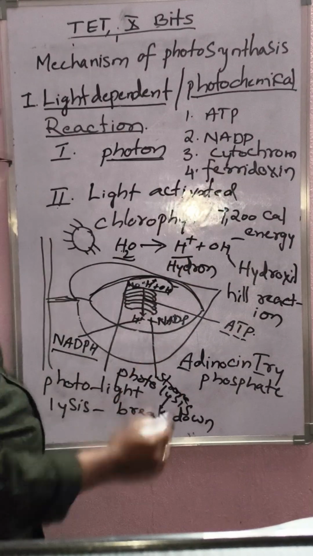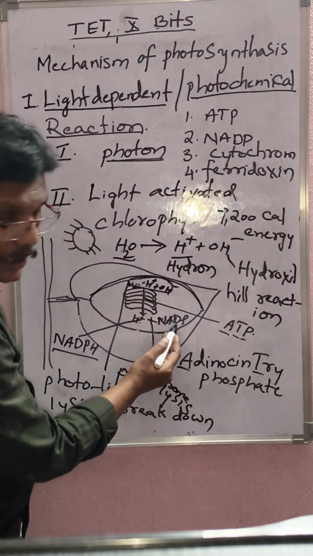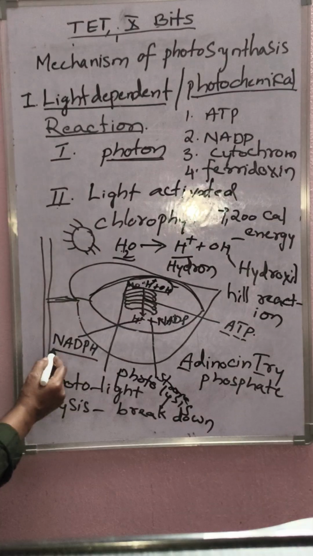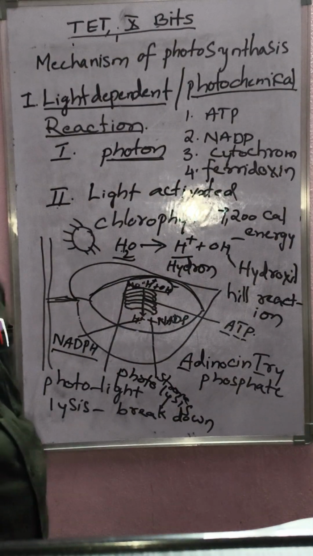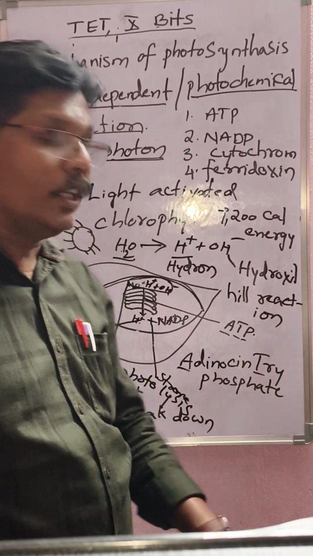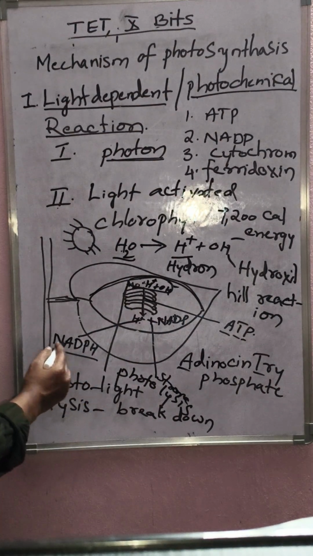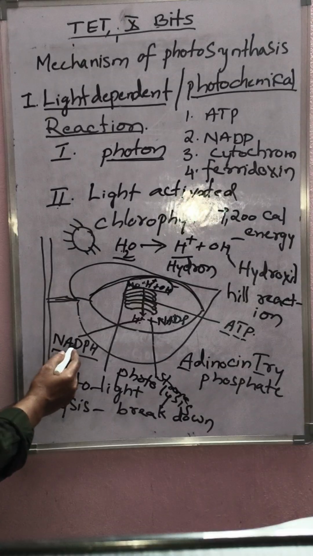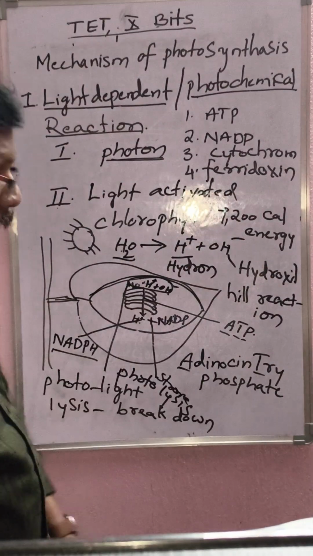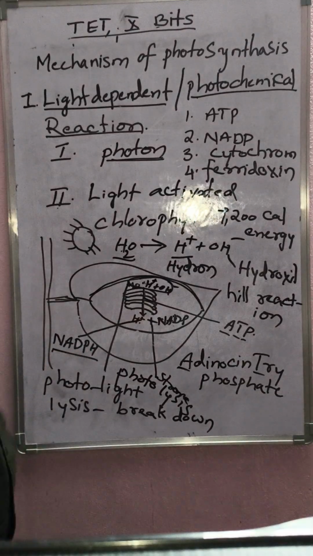When the H plus enters the stroma, some electron acceptors are already there. Out of that, NADP accepts the hydrogen. As a result, NADPH is formed. What is the full form of NADPH? Nicotinamide adenine dinucleotide phosphate hydrogen.